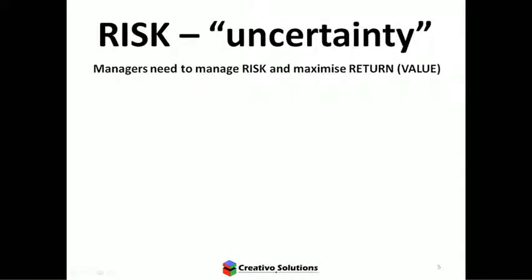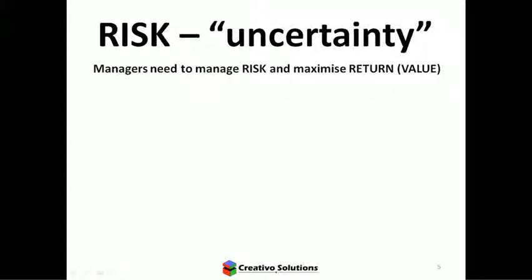So you might be wondering what risk is. Well, risk would be uncertainty. No one knows what's going to happen in the future. So things can occur that are going to help the business, or things can occur that will harm the business. Managers need to manage the risk and they need to focus on maximizing the return in order to create more value within the business.